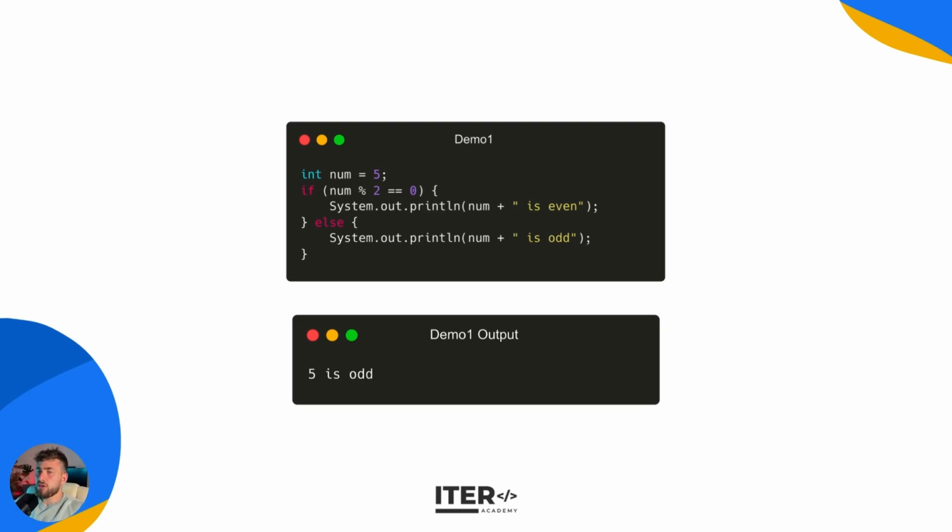If the remainder is 0, then the number is even, and the code inside the if block will be executed. If the remainder is not 0, then the number is odd, and the code inside the else block will be executed.